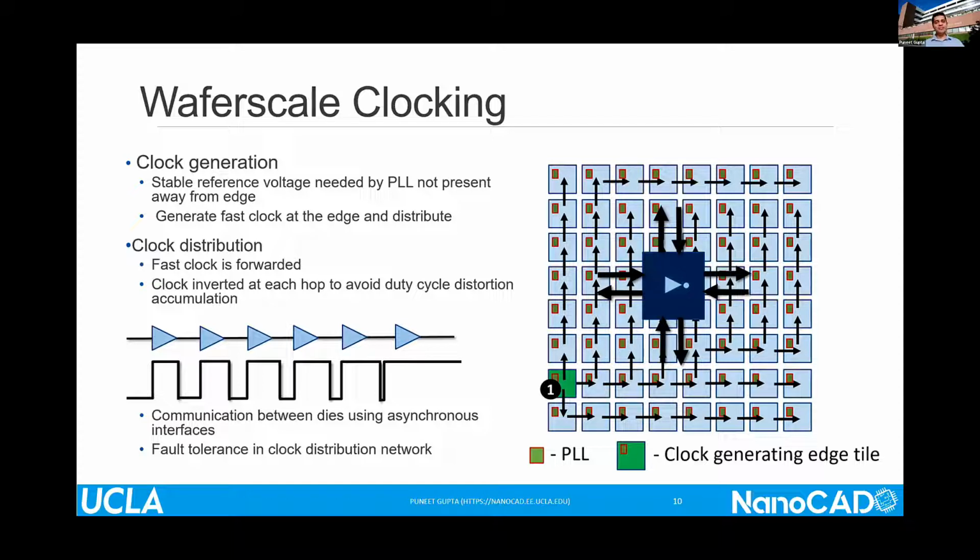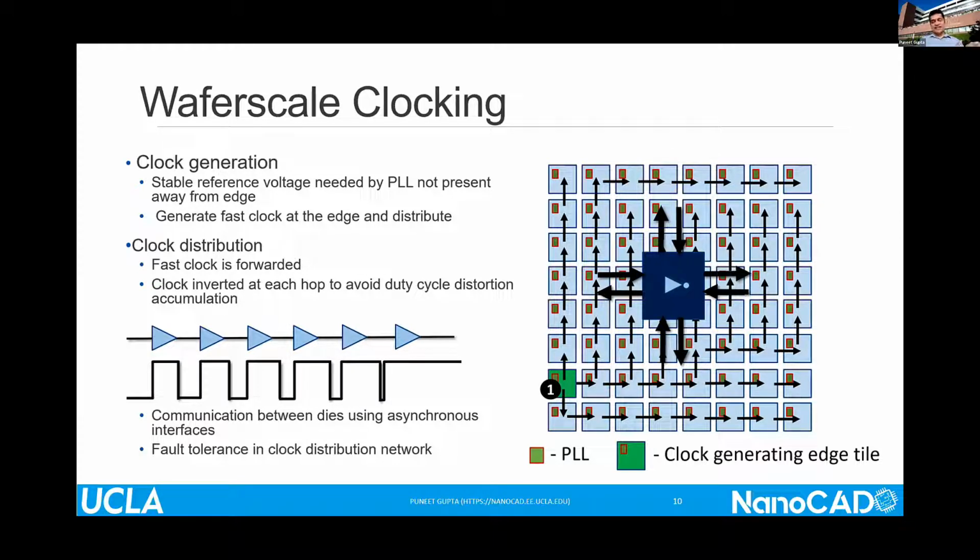That will generate the high-speed clock. And instead of distributing a low-speed clock everywhere and having a PLL generate the high-speed clock locally, we distributed the high-speed clock everywhere. And we did the math, and the extra power losses are essentially negligible. So we distribute a fast clock all over the wafer.